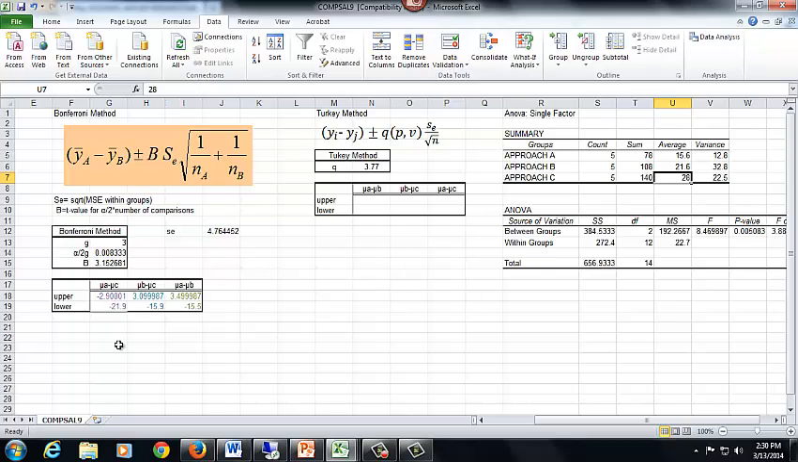So what this is actually telling me is that using approach C, I will sell, now my numbers are in thousands here, so I would sell between 2.9 thousand and 21.9 thousand more using approach C than I would using approach A. I can follow the same basic process here using this Tukey methodology.